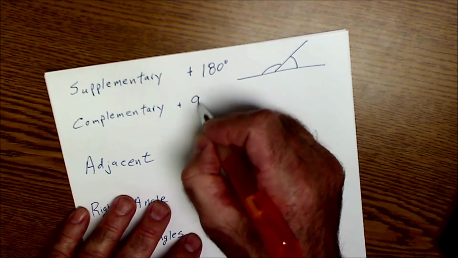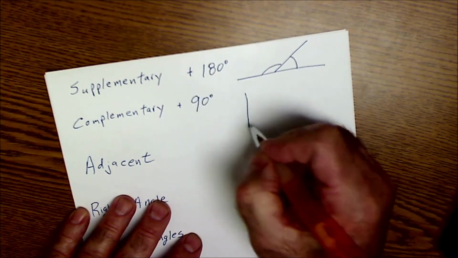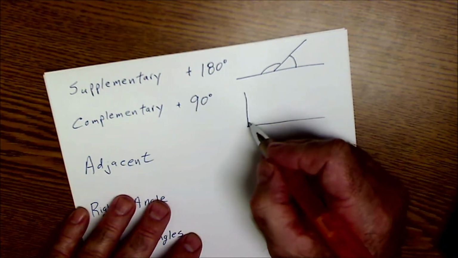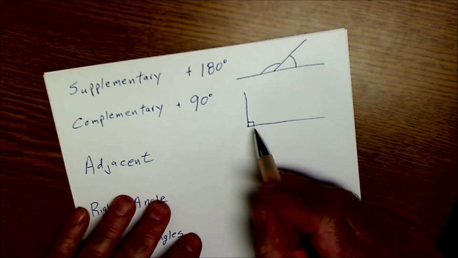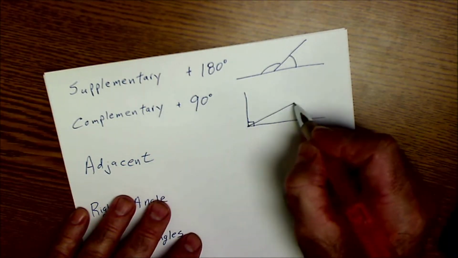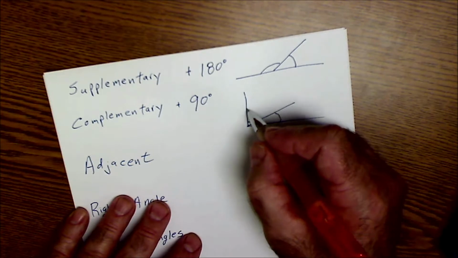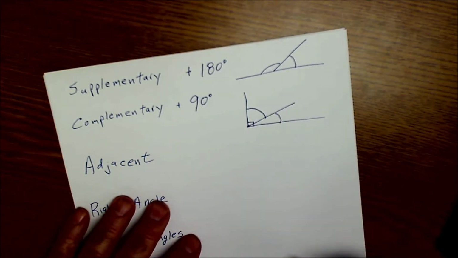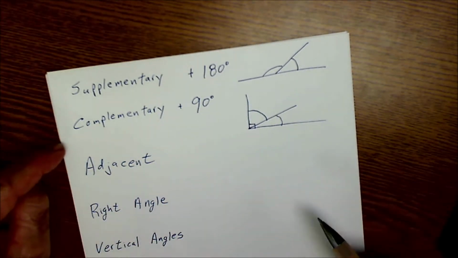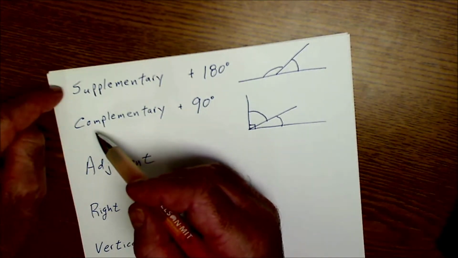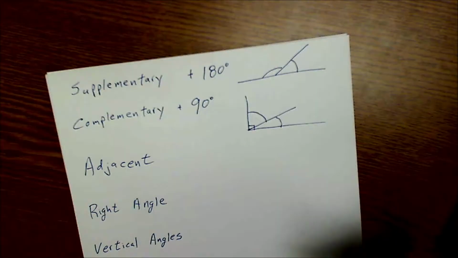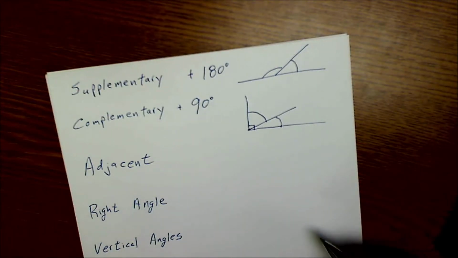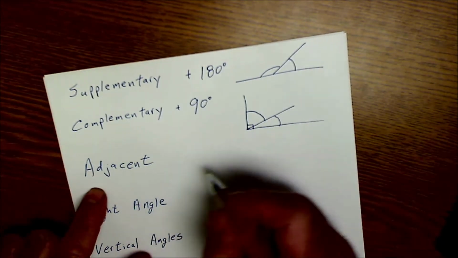Complementary are two angles that add up to 90 degrees. So if I had a right angle like this, that little box is telling you that it's 90 or right. Then I know that this angle and this angle are complementary. The way I remember those is that C comes before S in the alphabet, 90 comes before 180 in the alphabet. Adjacent just means next to.